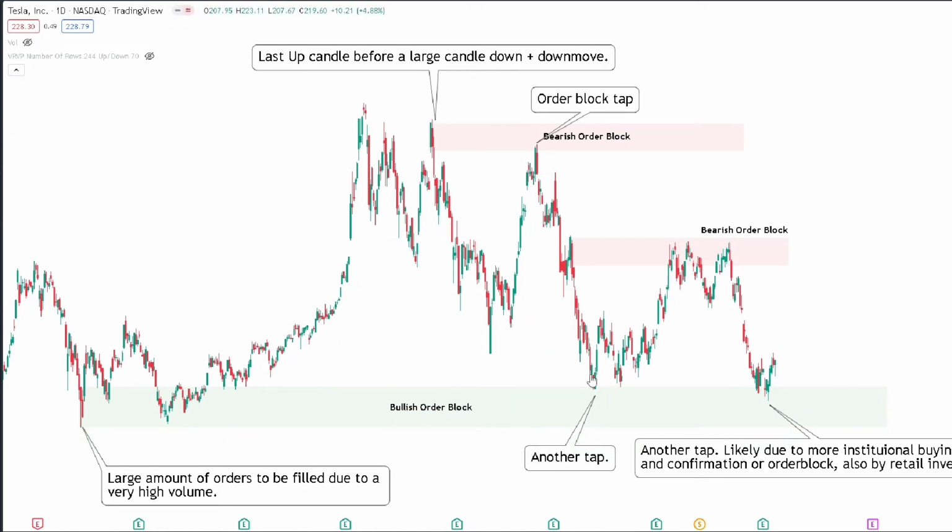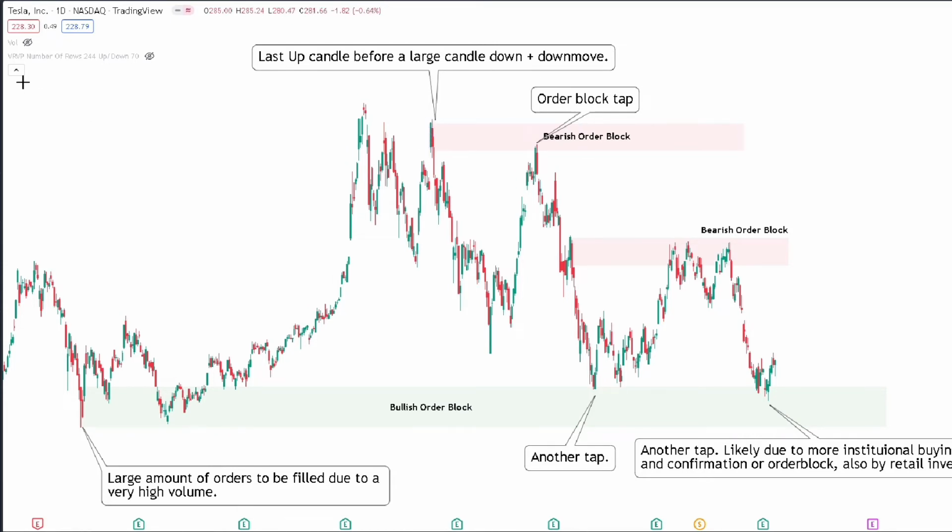So make sure not to rely on this as support and resistance, but view it as order blocks and liquidity. But as you can see, we tap in and then another tap in due to probably a lot more institutional buying into Tesla. This is another order block tap into a bearish order block here after this large move down.